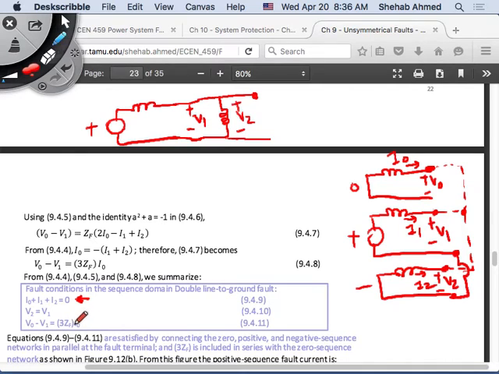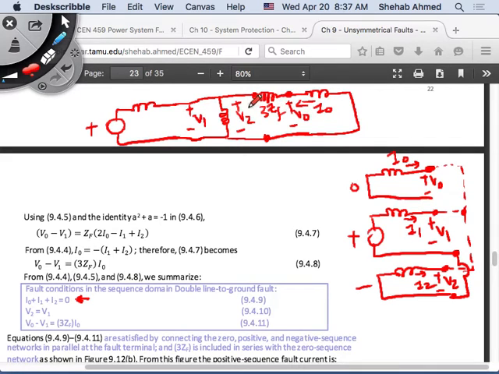And then V0 minus V1 is equal to 3ZF times I0. So this is V1, between these two nodes I have V1, and this is V0, and this is I0. So I can put my fault impedance here, and this is 3ZF, with current I0 flowing through it. It has V1 on this side and V0 on this side. So V0 minus V1 is equal to 3ZF times I0.